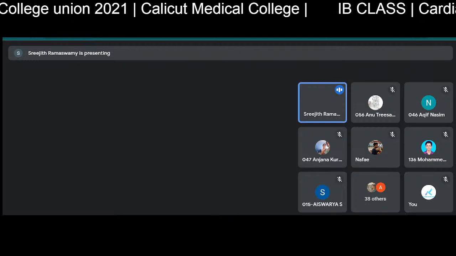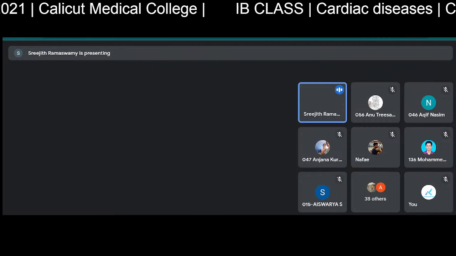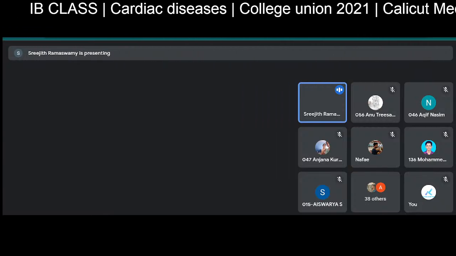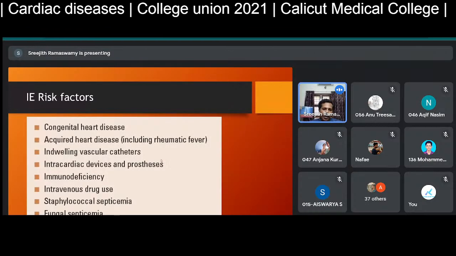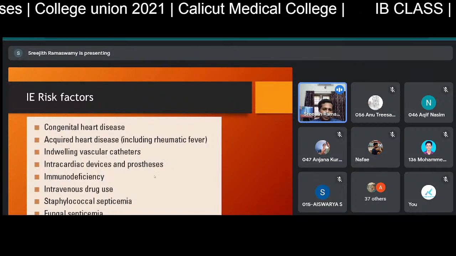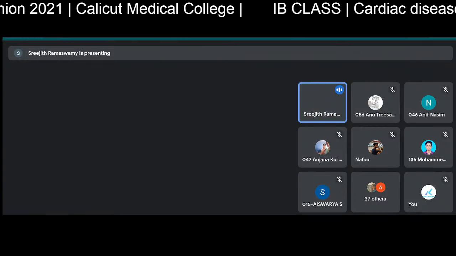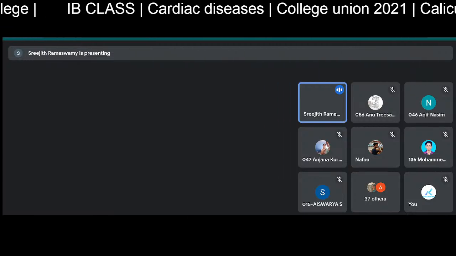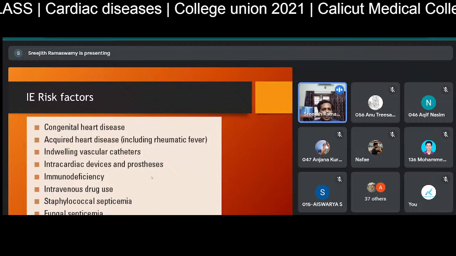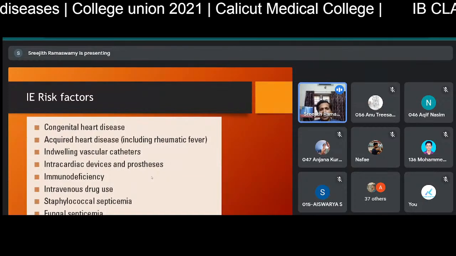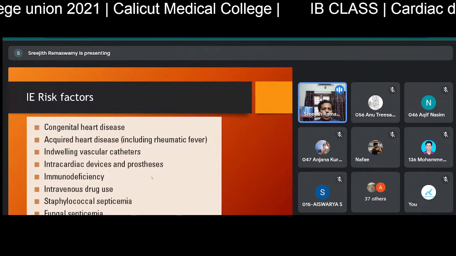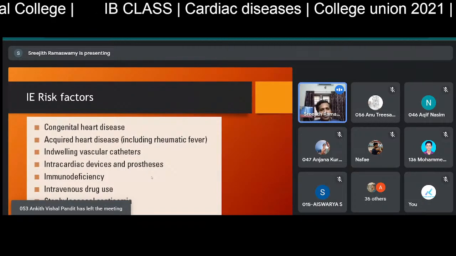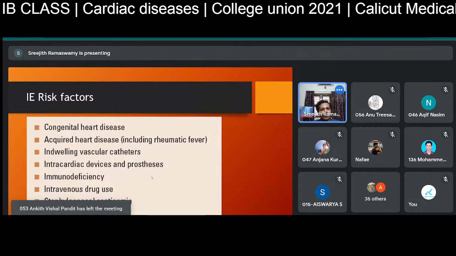Now, in risk factors, I have told the predisposing factor, the first minor criteria. It is basically an underlying heart disease. Like it may be a congenital heart disease, valvular heart disease, prosthetic valves, immunodeficiency, intravenous drug abuse, or any cause for septicemia. All these can predispose to infective endocarditis. For example, in a patient who is having a prosthetic valve, a dental procedure releases bacteria into the circulation. It will affect the heart and it may produce infective endocarditis. So this is why you are giving infective endocarditis prophylaxis in some specific conditions.